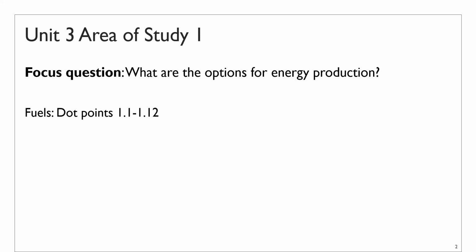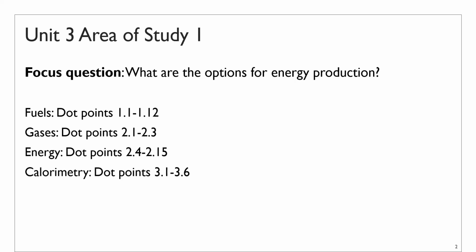So there are generally four topics under this focus question that we have covered. The first one's fuels, dot points 1.1 to 1.12, and then we look at gases, energy, and calorimetry. So four topics, if you will. Technically, calorimetry is in Unit 4 Area of Study 2, but we always teach it here because it's a nice comparison to the original energy content experimental technique. But you will see it again at the end of the year when we look at food chemistry and energy content of food.